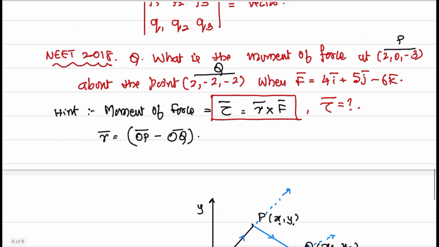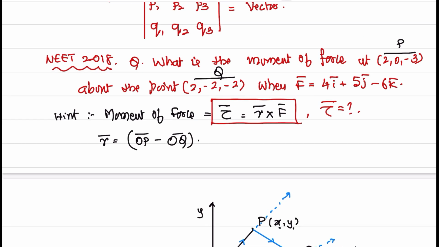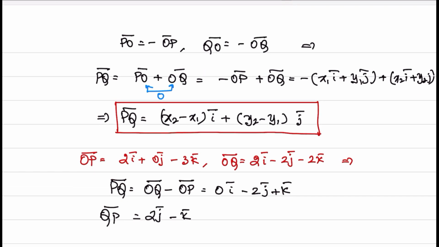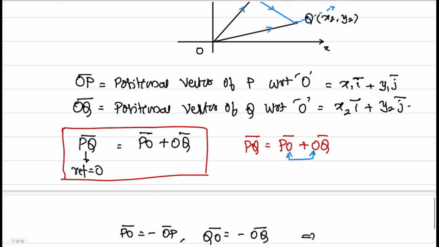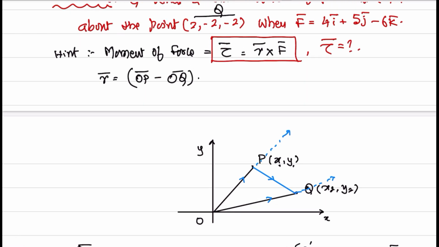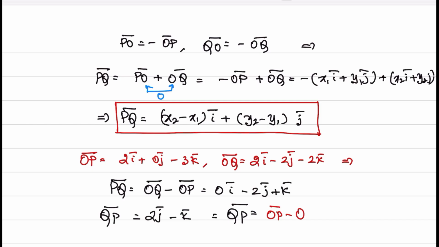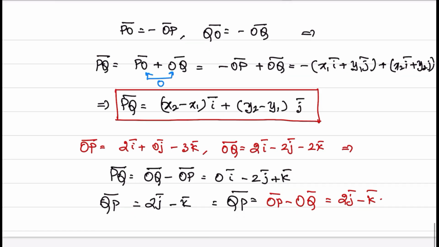And what is the question given? What is the moment of force at P about the point Q? That means QP has to be found out. PQ we have found. From PQ we have found QP. Or QP can be, as previously we told you, OP minus OQ. That also you can directly apply. 2j minus k. Distance has already come. This is equal to R.